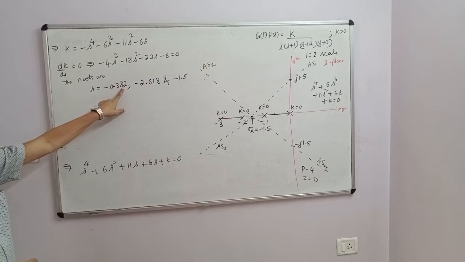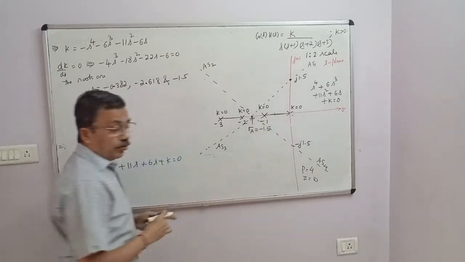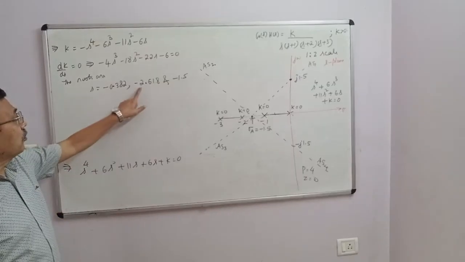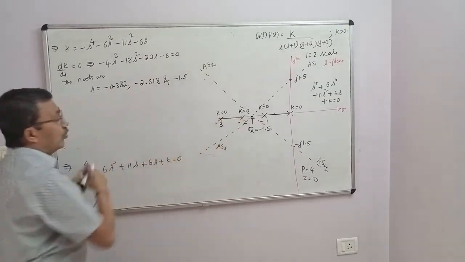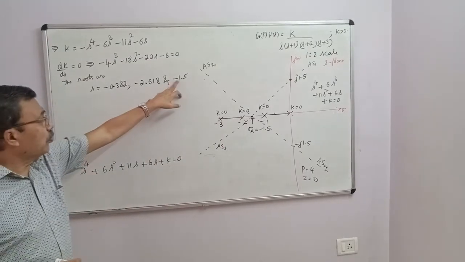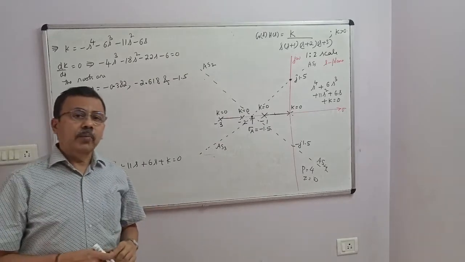Minus 0.382 is on the root locus. Hence it could be a breakaway point. Minus 2.618 is also on the root locus. It could also be a breakaway point. Minus 1.5 is not on the root locus, therefore it is definitely not a breakaway point.